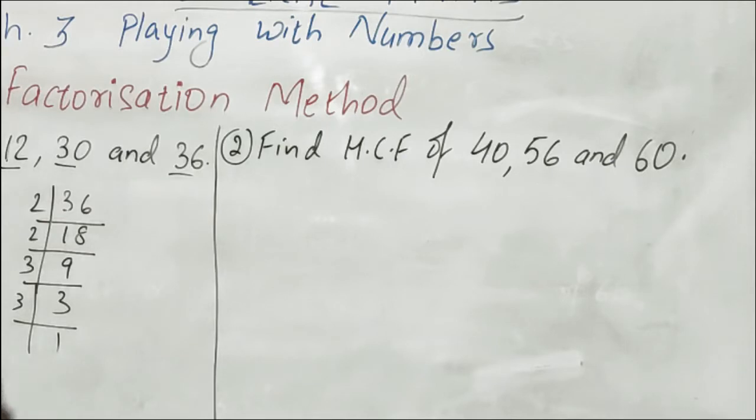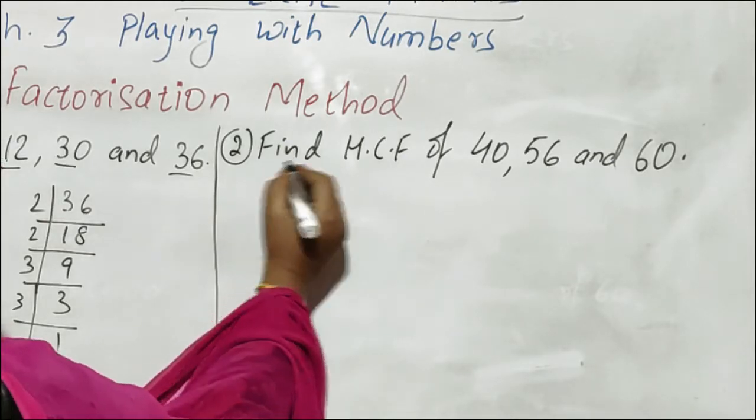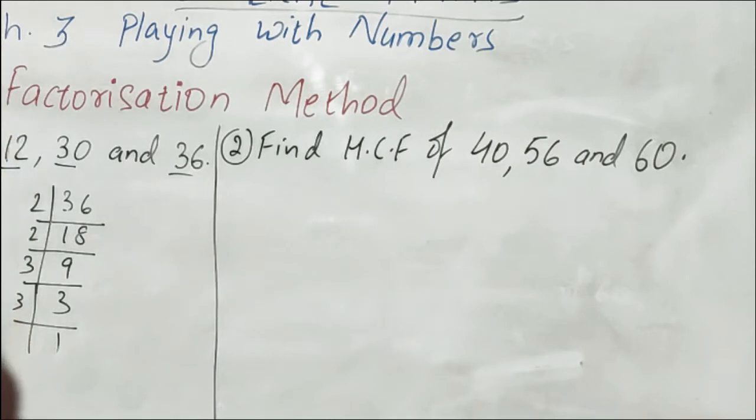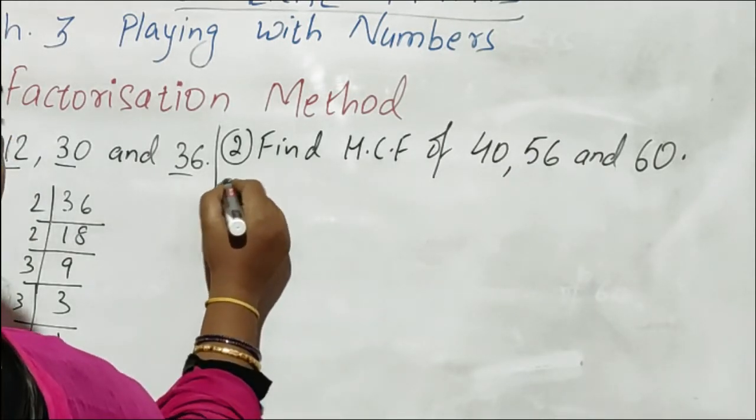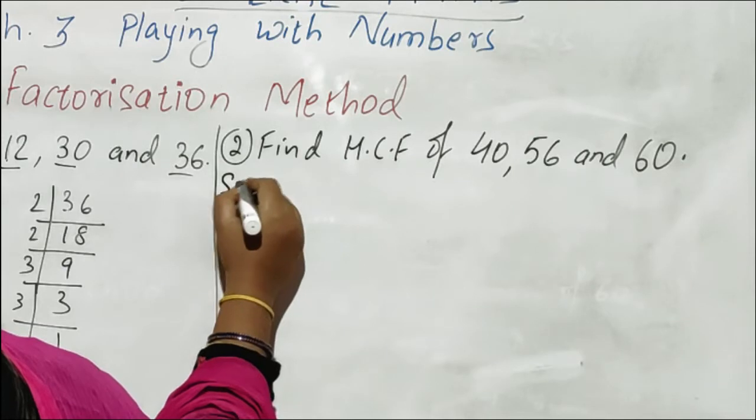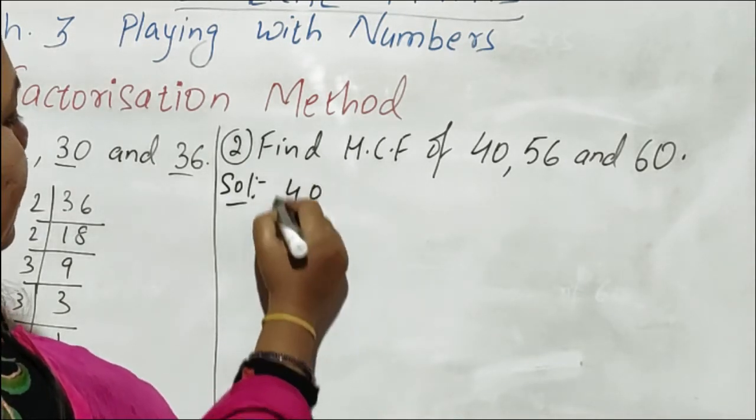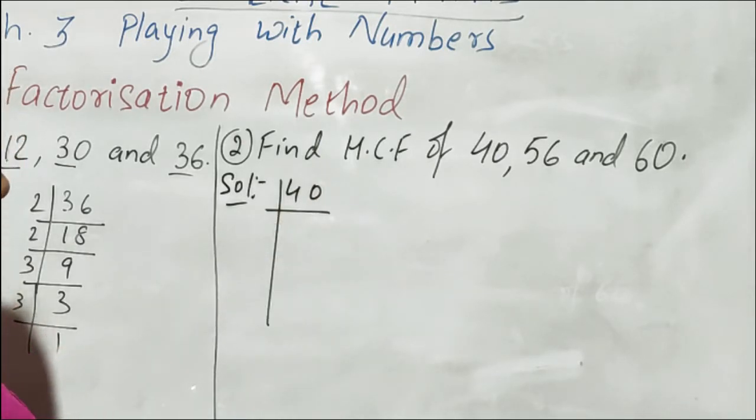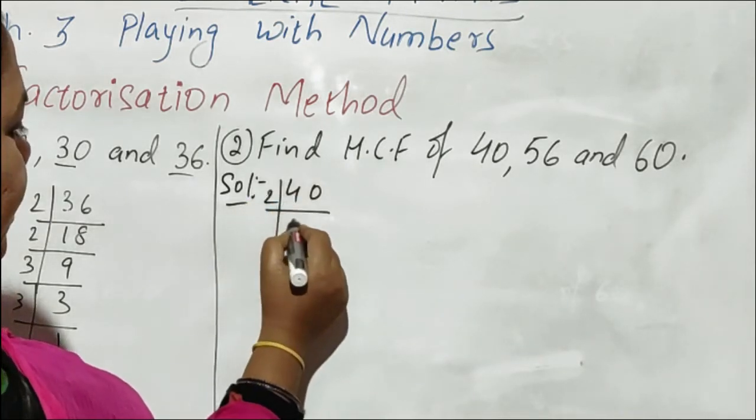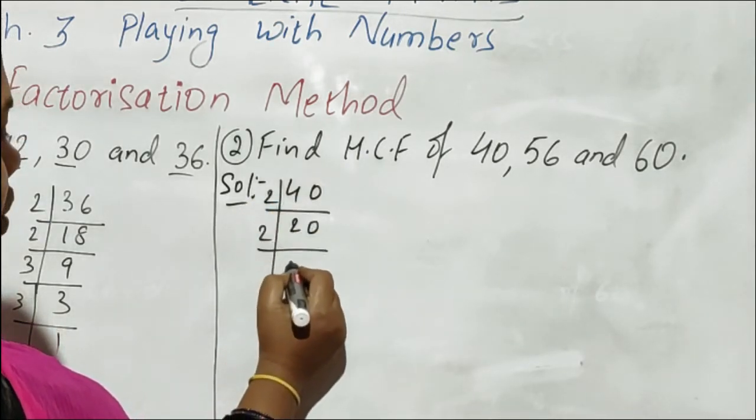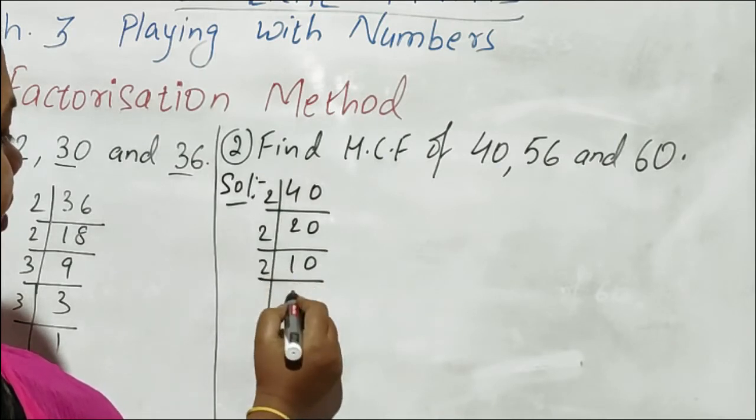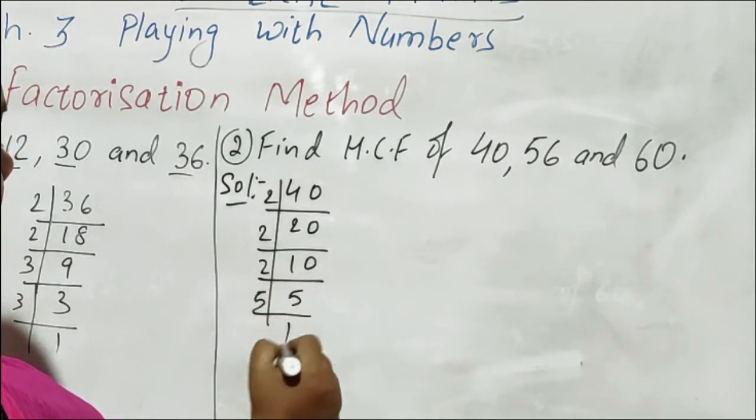Then children, so second question, you can see what is given. Find HCF of 40, 56 and 60. So solution. Okay, so first what is our step? First step is find the prime factorization of given numbers. First number is 40. So you have to use only prime factors. So 2 20s are 40, 2 10s are 20, 2 5s are 10, 5 1s are 5.